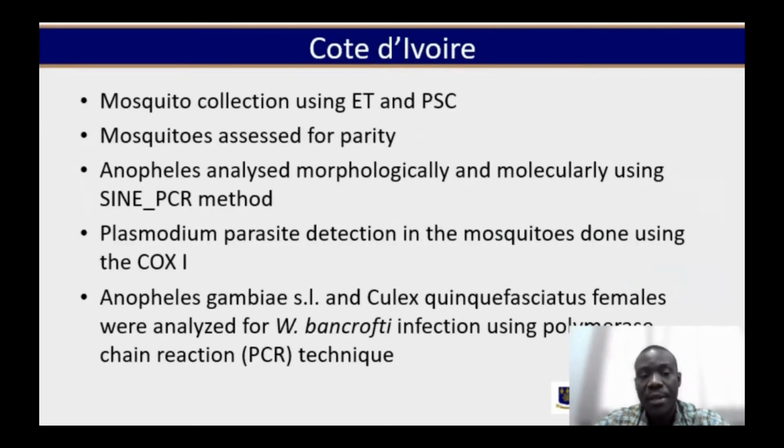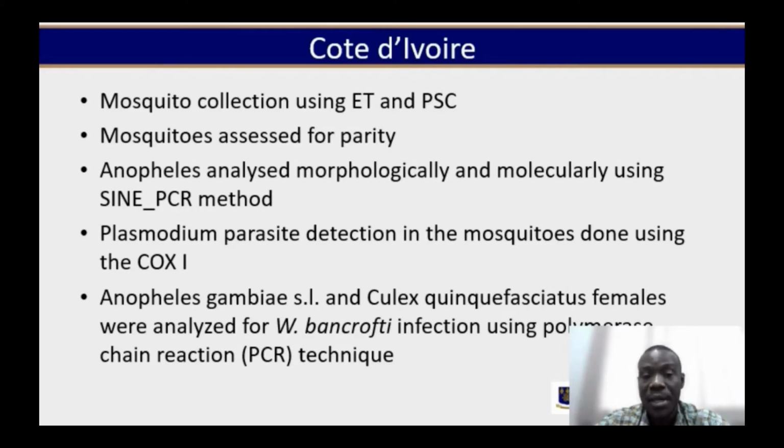In Côte d'Ivoire, there were similar vector collection activities as in Guinea. The collected mosquitoes were identified morphologically at species level, and some members of the Gambiae complex were separated using the SINE PCR method. Anopheles gambiae, Anopheles funestus, and other Anopheles species were analyzed for malaria Plasmodium parasite detection using the cytochrome oxidase 1 gene.